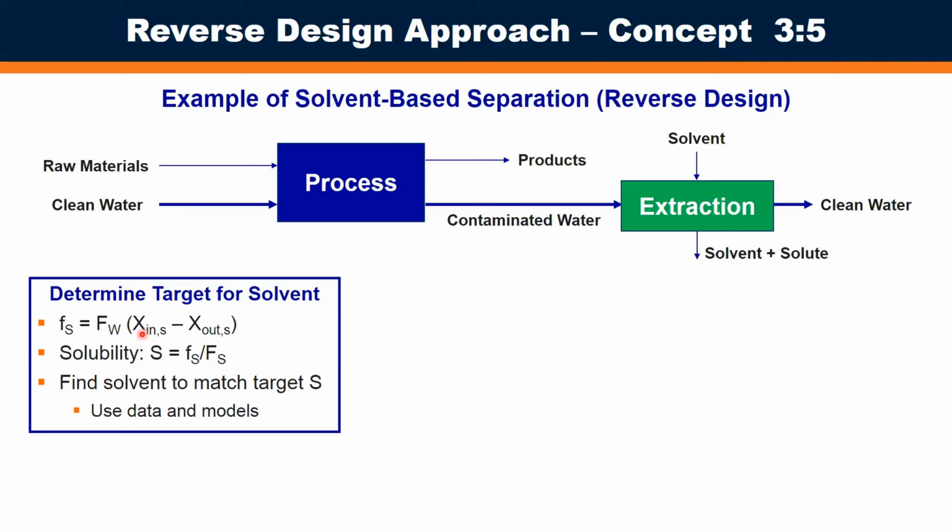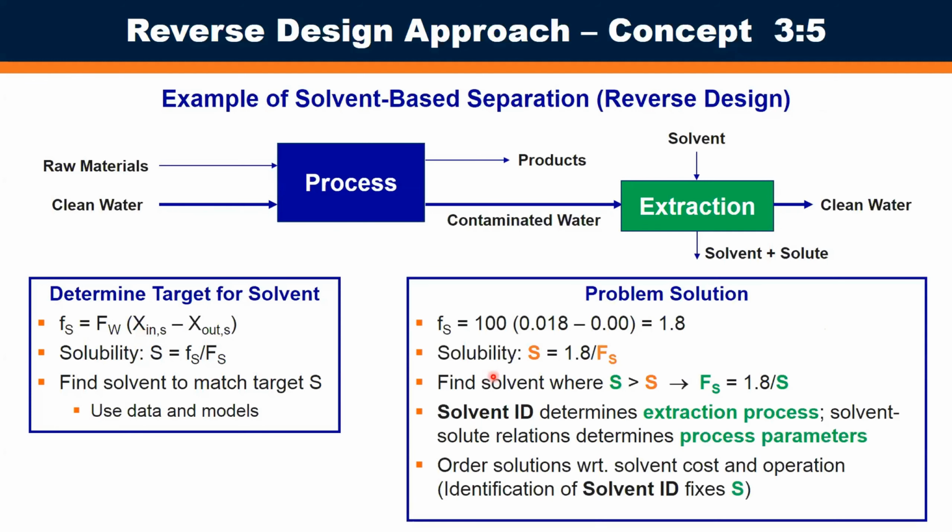We can do this in a number of ways. We can have data available, we can use models, but that's really the problem we're trying to solve. When we solve this in a reverse manner, rather than specifying a solvent, calculating all this and seeing if we're happy with the performance, and if we're not happy, then we have to pick a different solvent or a different flow rate and keep doing this until we get the solution that we're happy with. Solving this in a reverse manner is much more effective.